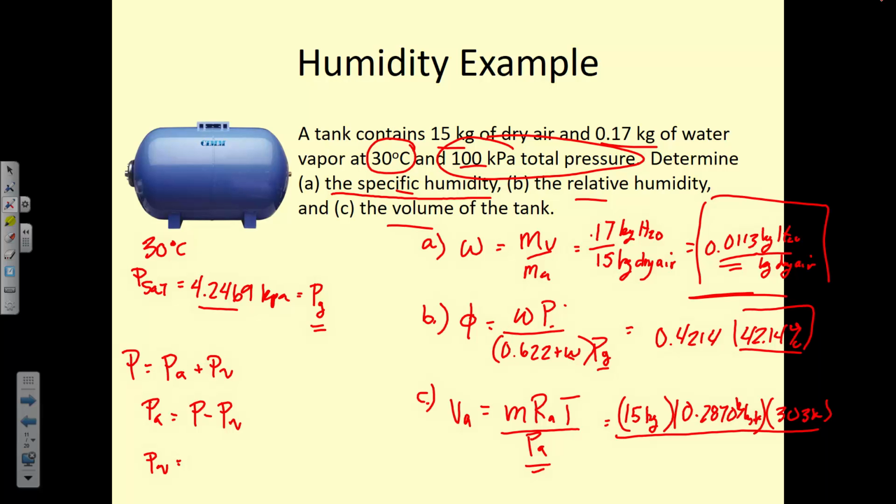P sub V is actually equal to this times P sub G. Okay, so the relative humidity multiplied by the pressure if it were a saturated vapor. So we find P sub V is equal to 1.789 kilopascals. So our P sub A, which is P minus P sub V, ends up being 98.21 kilopascals. So that's what we use here, 98.21 kilopascals. And we find that the volume is equal to 13.28 meters cubed.